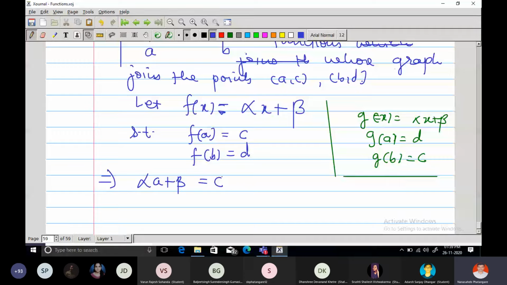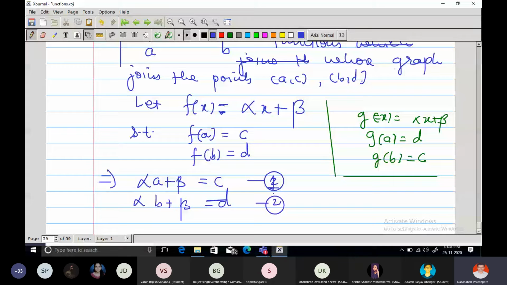Alpha b plus beta, which is d. Right. So what are known quantities and what are unknown quantities? Expression 1, expression 2. What are known quantities and what are unknown quantities in equation 1 and 2? A, B, C and D are known quantities, right, because the intervals are given. You are given intervals A, B, C, D. So A, B, C, D are known quantities.